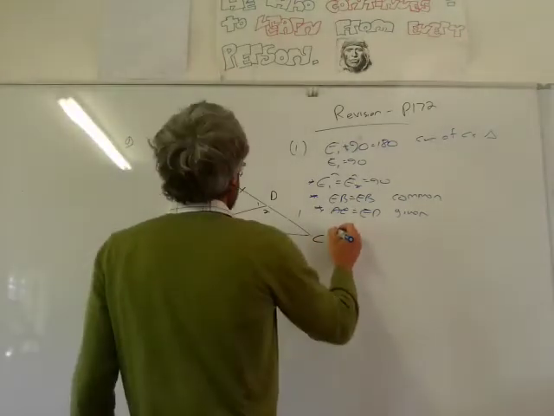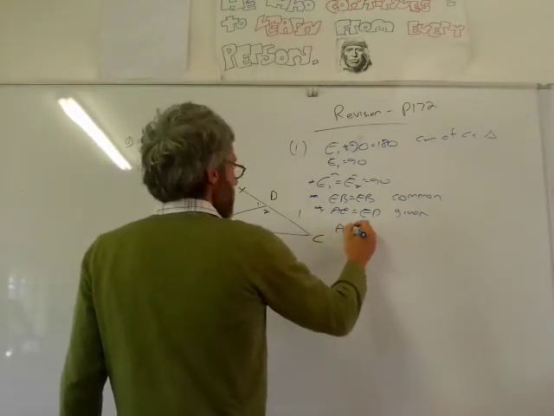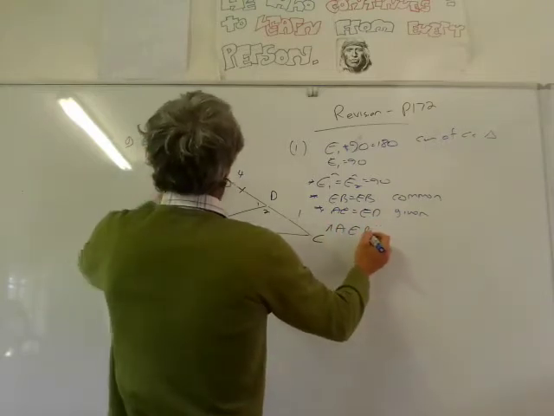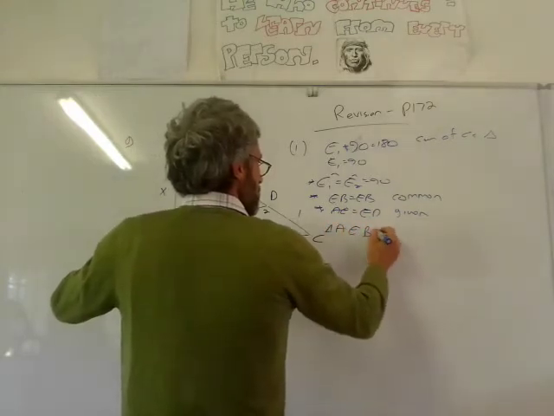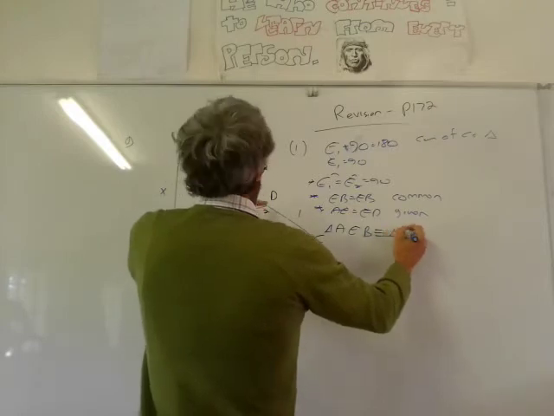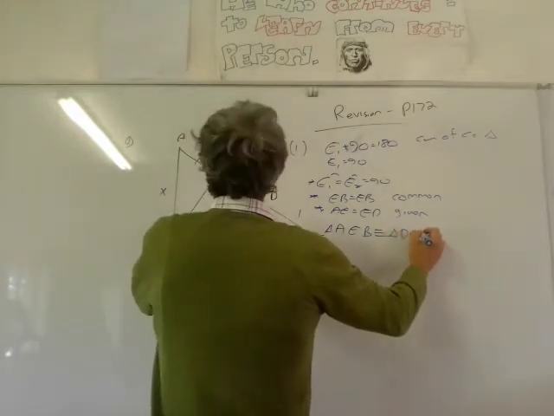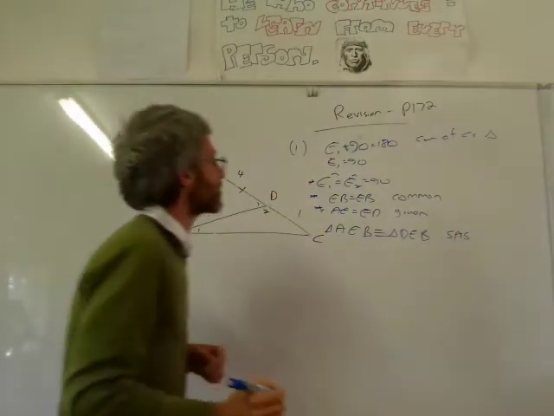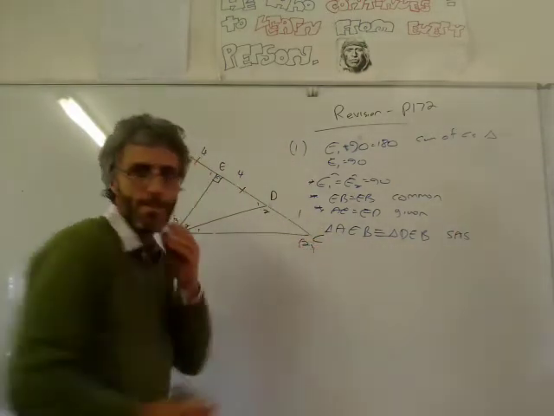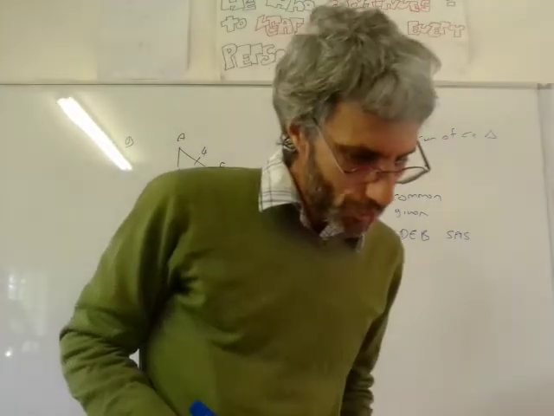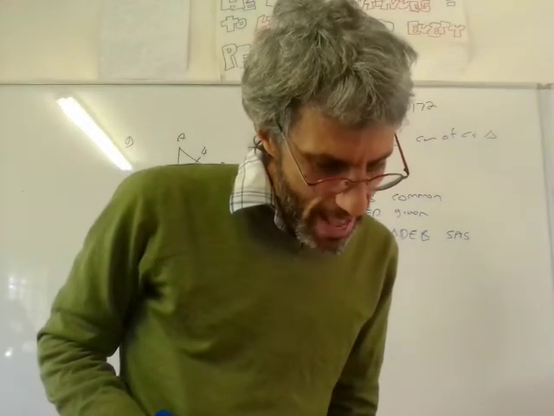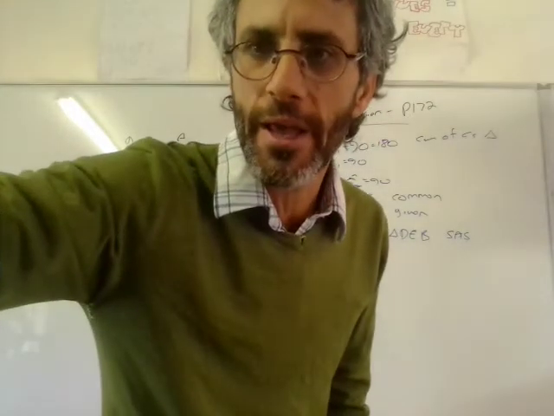Therefore I can say triangle AEB is congruent to triangle DEB, and the reason is SAS. So that's the first part. Now part 2, prove that ABC is similar to AEB. Let me just pause you here.